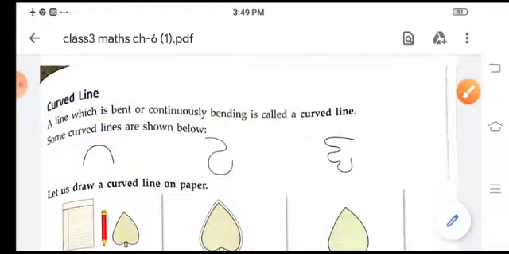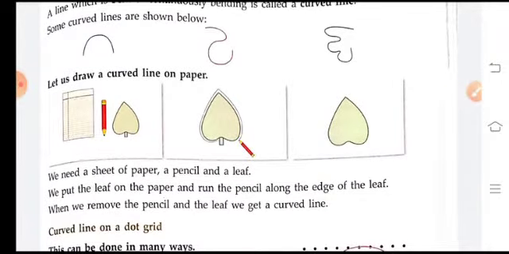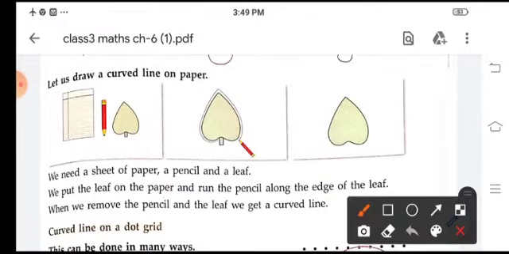So let us draw a curved line with the help of a paper. Here we have taken one sheet of paper, a pencil and a leaf. Okay children, then we put the leaf on the sheet of paper and we draw a line with the help of this leaf.